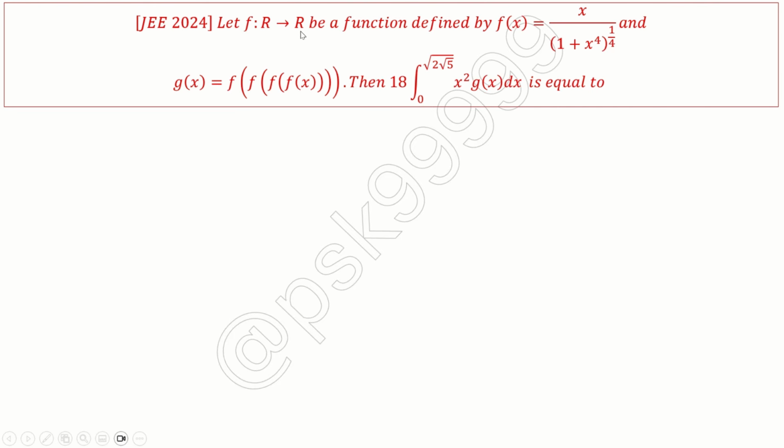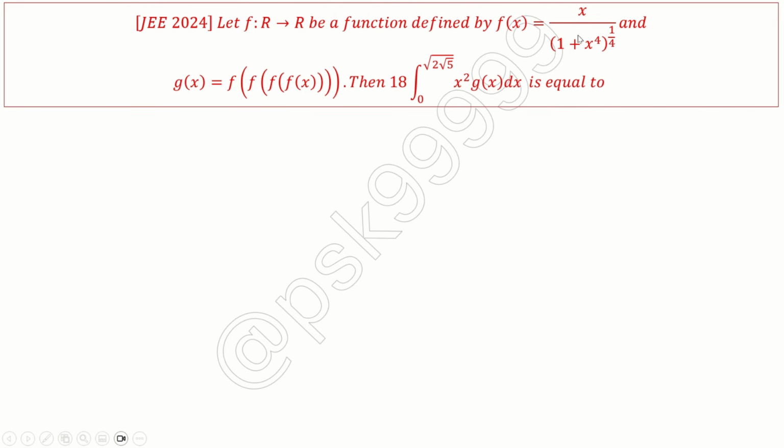Let f be a function from R to R, real to real, defined as f of x equal to x by 1 plus x to the power of 4 whole to the power of 1 by 4, and g of x is given as f of f of x. Then 18 times the integral from 0 to square root of 2 root 5 of x square g of x dx is equal to what? Okay, first thing is you should find out g of x.